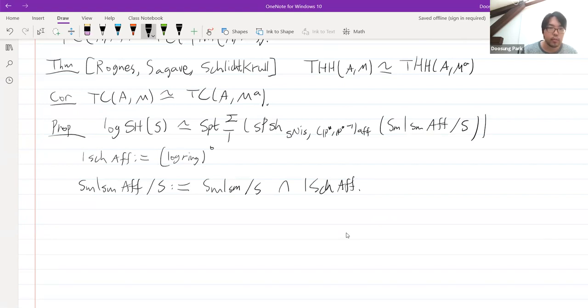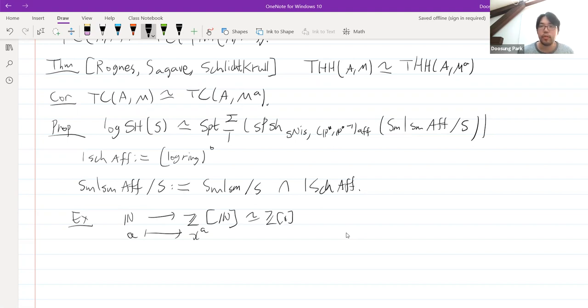So suppose, for example, Z, N squared to Z[N squared], for example, or just N. Just one maps to A, so this is Z[X], X maps to A. This is a pre-log ring.